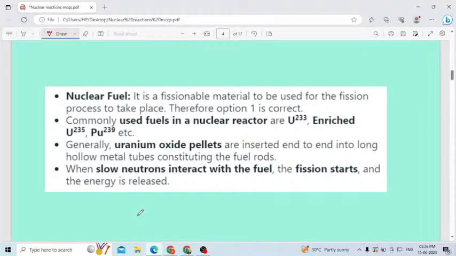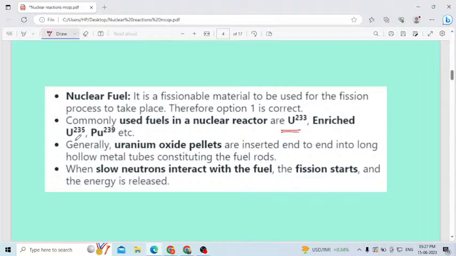Let us discuss a few points in the nuclear reactor. Nuclear fuel is a fissionable material to be used for the fission process to take place. Therefore, option 1 is correct. Nuclear energy in a nuclear reactor is produced by nuclear fission, the splitting up of a heavier nucleus into smaller ones. Commonly used fuel in a nuclear reactor is uranium 233; enriched uranium 235 also we can use, even plutonium 239 we will use as nuclear fuel.